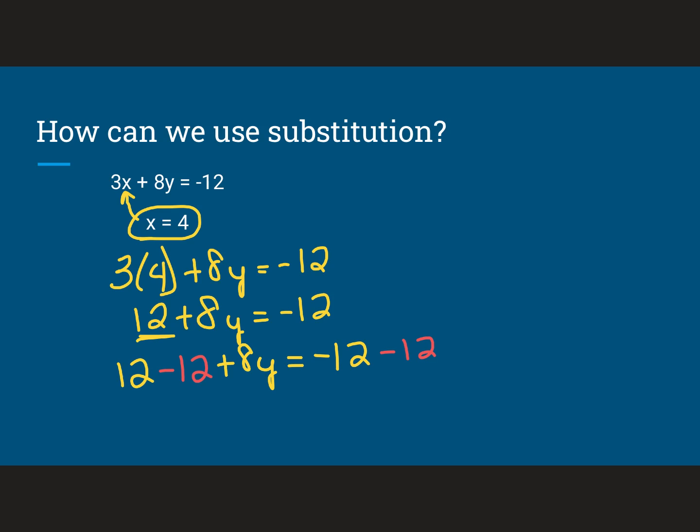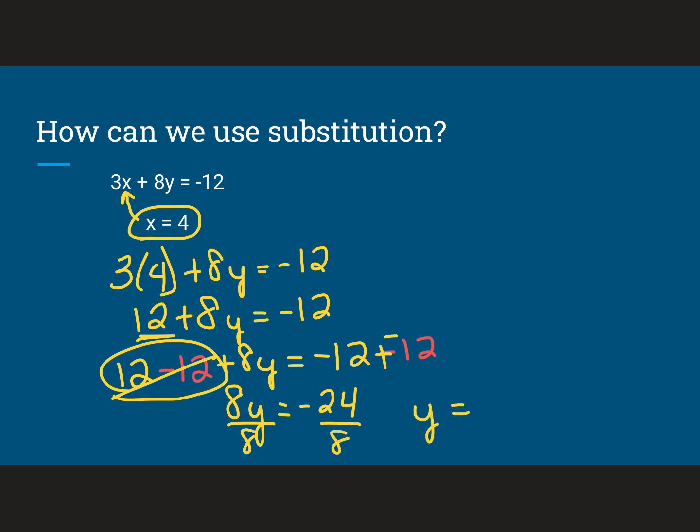So the next thing I need to do is combine my like terms. Here, these are going to combine and cancel out. I'm left with 8y on this side equals negative 12 minus 12. Remember, that's the same thing as plus negative 12. So negative 12 plus negative 12 turns into negative 24. Then I'm going to divide both sides by 8. And I get the value of y equals negative 3.